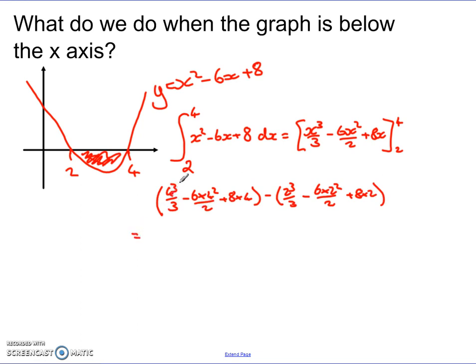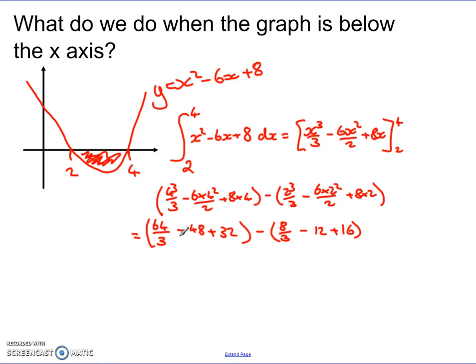So do this first one. 4 cubed, well 4 fours is 16, 4 times 16 is 64, so it's 64 over 3. Take away, well this 4 squared is 16, 6 divided by 2 is 3, so 3 16s are 48. Plus 8 times 4, well, 8 fours are 32. That's the upper limit. So then take away the lower, 2 cubed over 3, so that gives me 8 over 3 there. Take away 3 times 2 squared, which is 12, plus 16.